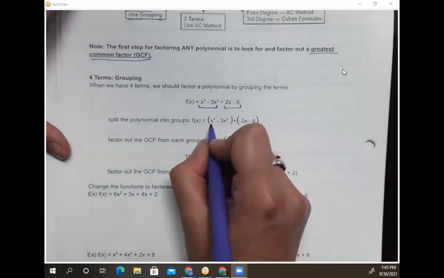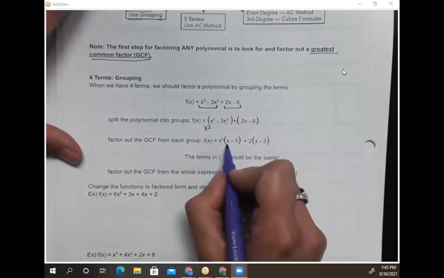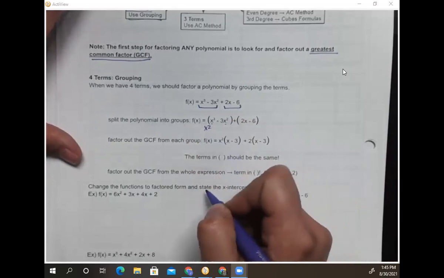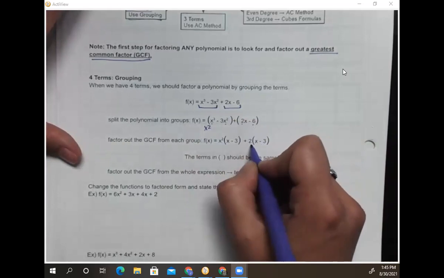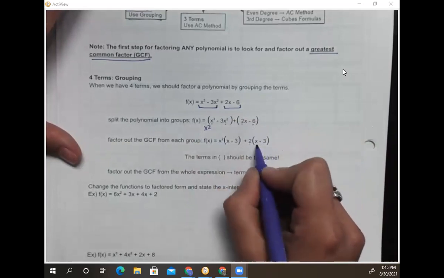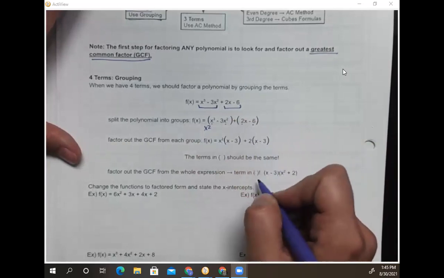So in my first group, I can see I have a GCF of x squared. So what I'm going to do is factor out that GCF. x squared is my GCF. If I factor it out, I would have x minus 3 left over. And then I'm going to do the same thing with my second group. I have a GCF here of 2, so I'm going to factor that out. Left over, when I factor out that GCF of 2, I have x minus 3.